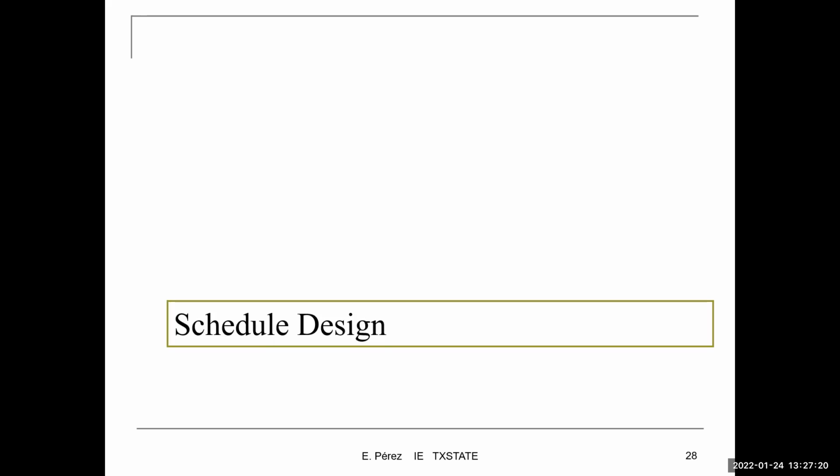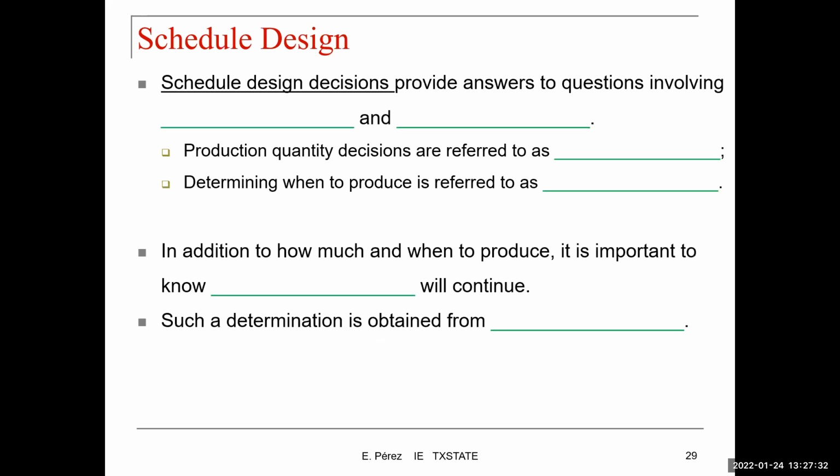Okay, so the last part of this lecture is on the schedule design. So we talk about product and process design. Schedule design decisions provide answers to questions involving how much to produce and when to produce. Production quantity decisions are referred to as lot size decisions, and determining when to produce is referred to as production scheduling.